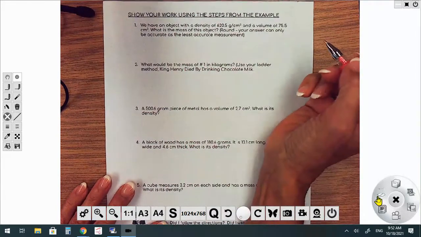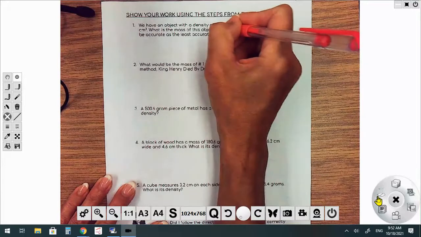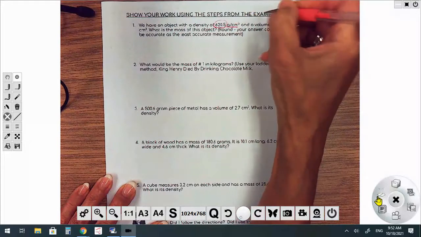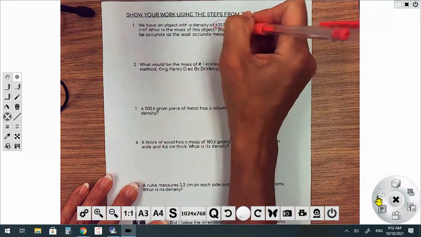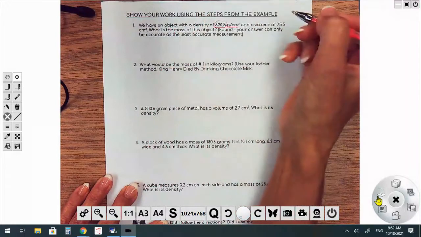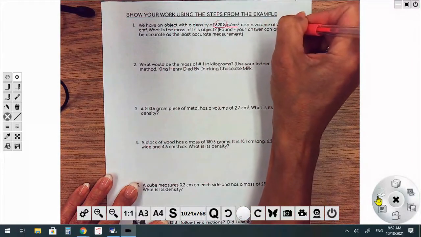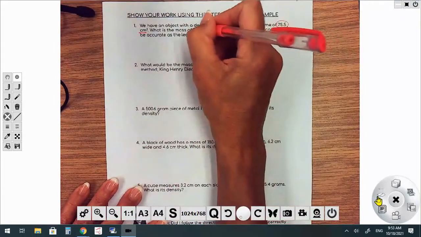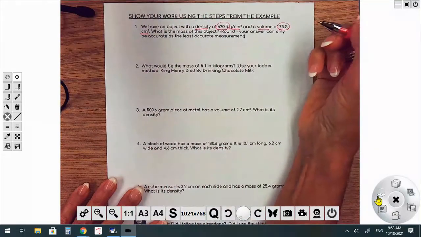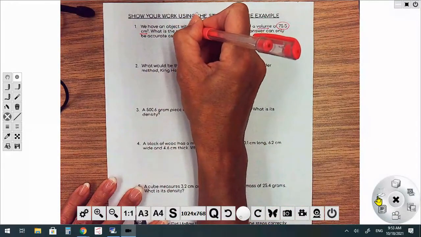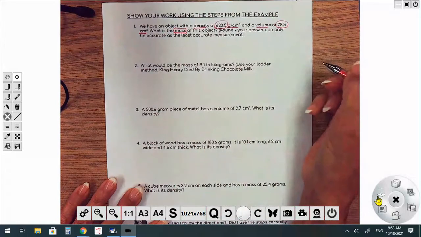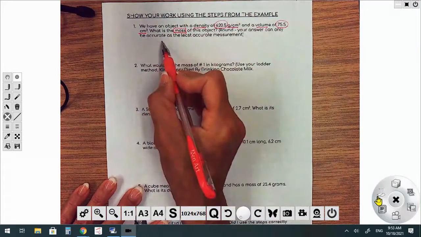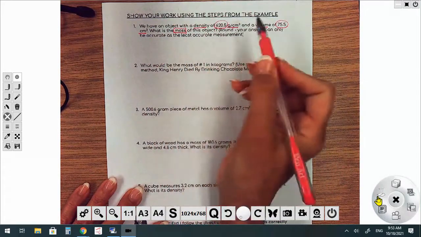All right, so the first thing we always do is circle your known values and underline your units or the variable. So we know that this is the unit for the variable density. And this is the value for volume and the unit for volume. Okay, so we have the density and the volume, and we're trying to find the mass. We box in what you're trying to solve. And then we want to remember to round your answer because your answer can only be as accurate as the least accurate measurement.